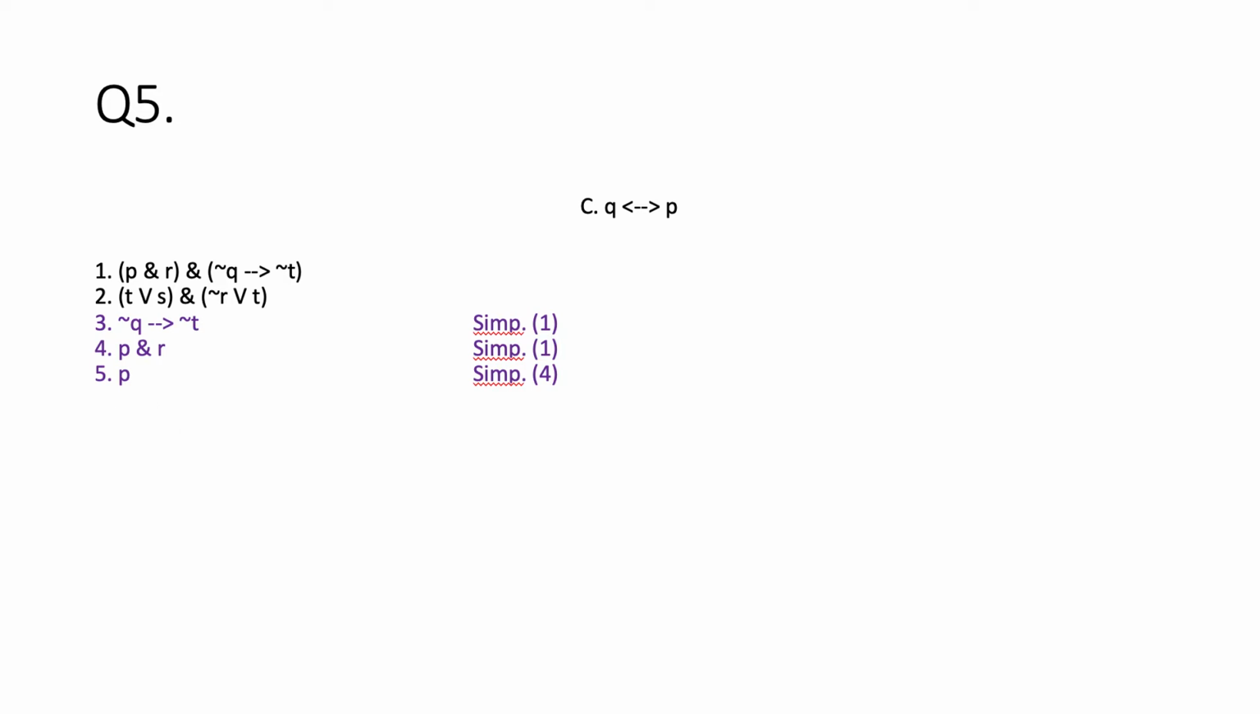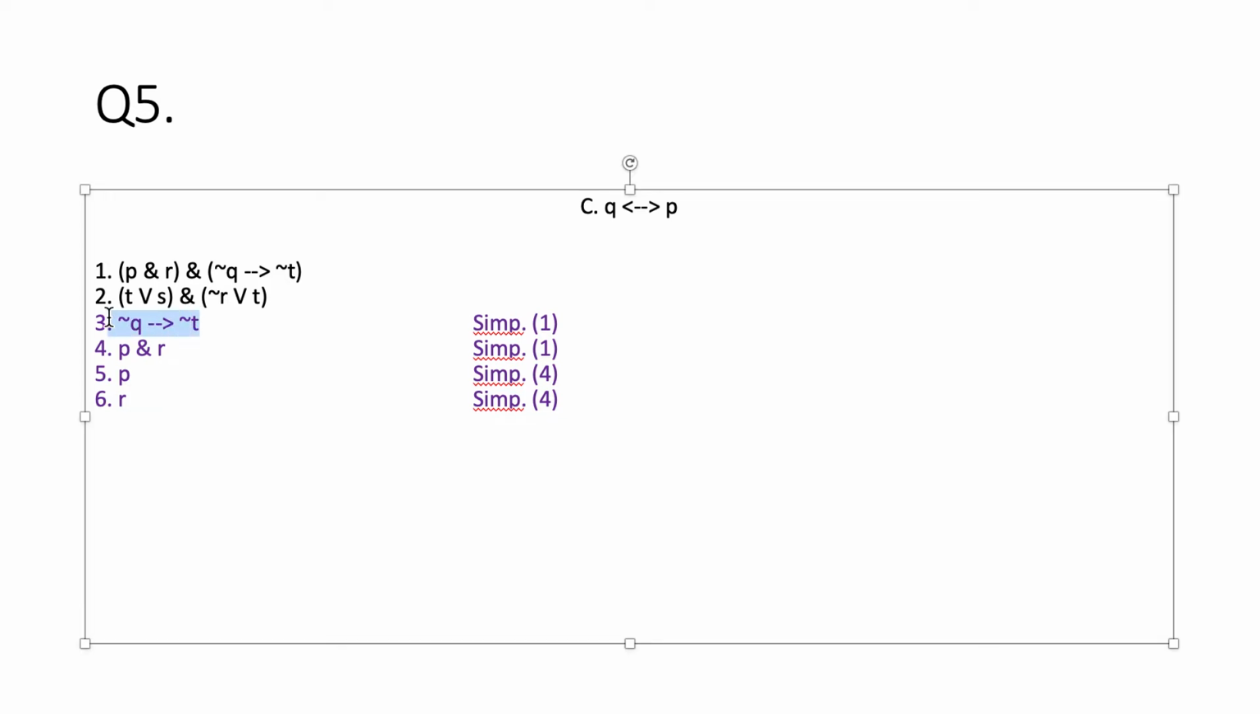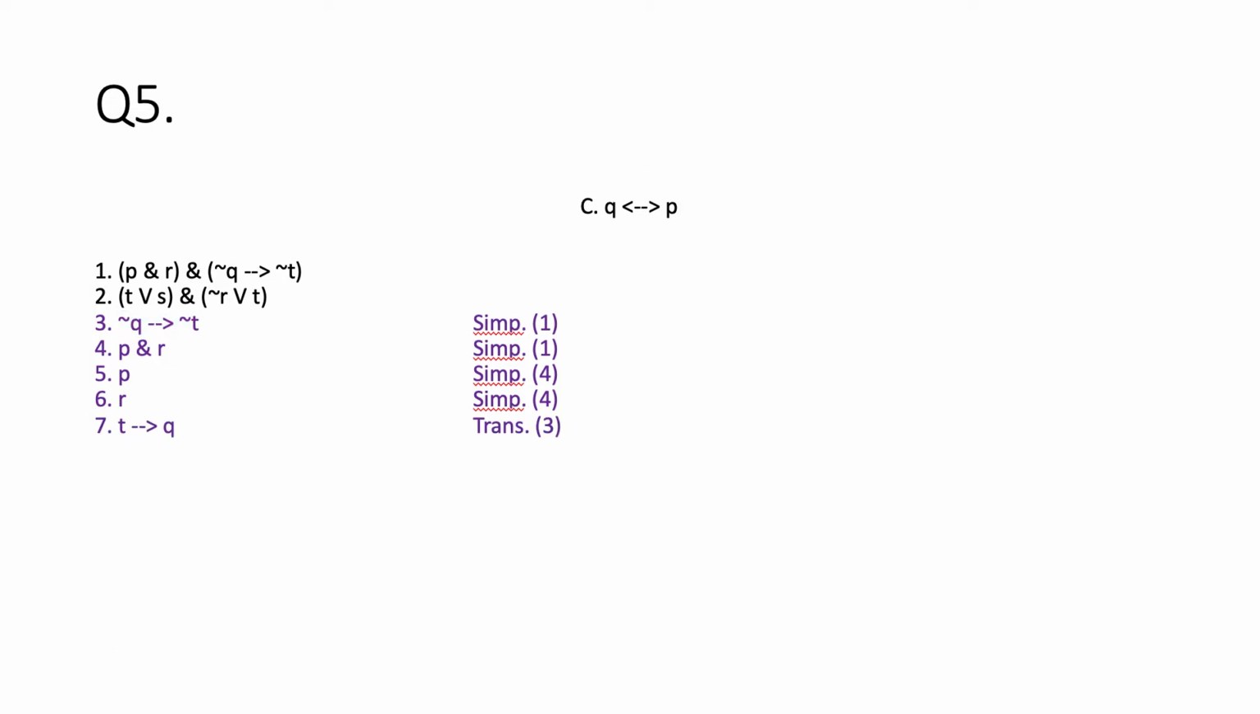What am I going to do now? Simplify it again. Okay. I think I'm going to do transposition on this line to make it simpler. If I do that, I'm going to get rid of the negations. So line 3 rather, becomes if T then Q via transposition on 3.